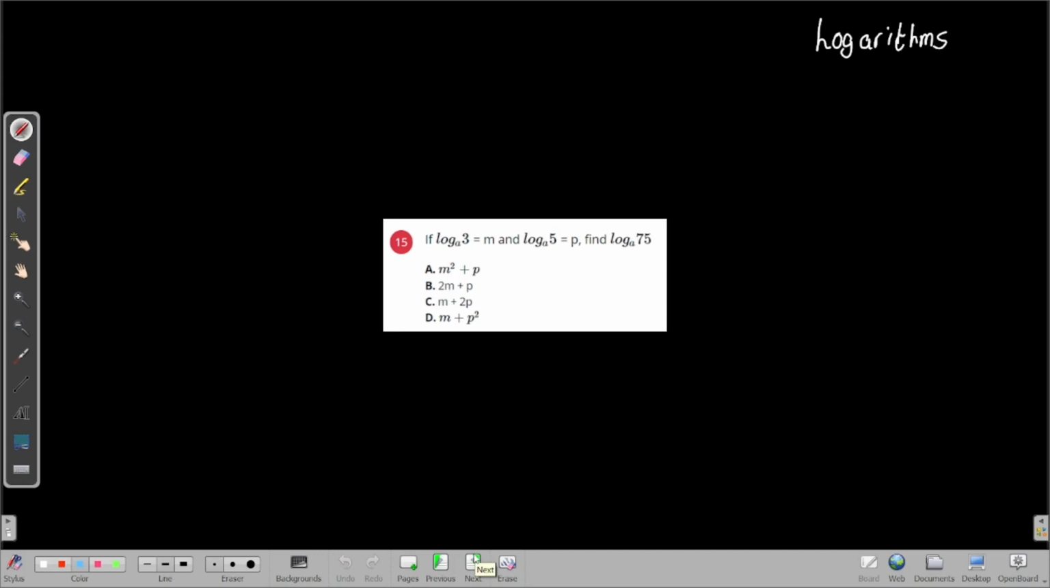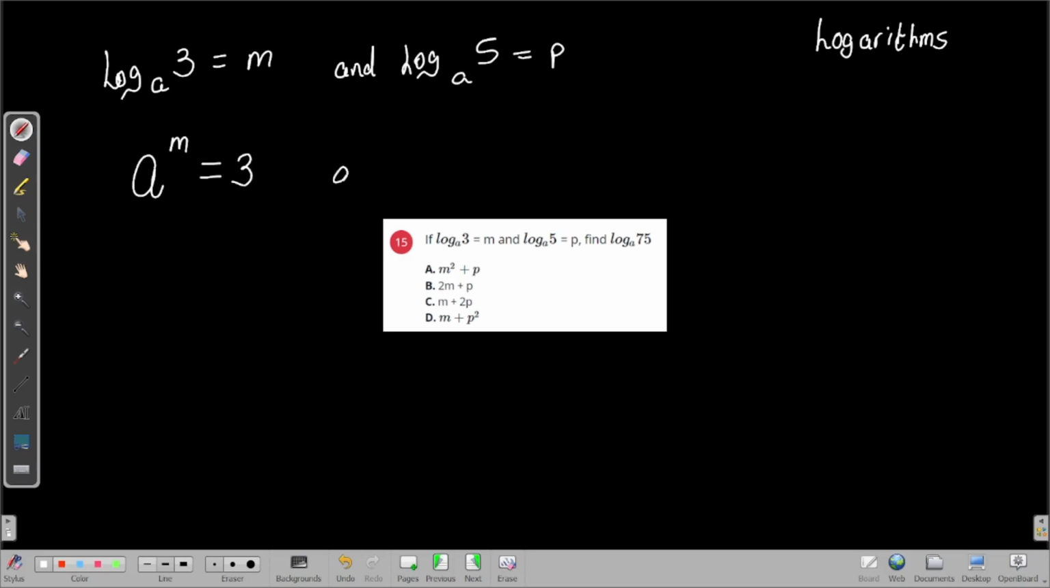Logarithms. This logarithm is actually a bit tricky. So we're told that log 3 in base a is equal to m, and log 5 in base a is equal to p. So this means that a raised to power m is equal to 3, and a raised to power p is equal to 5.